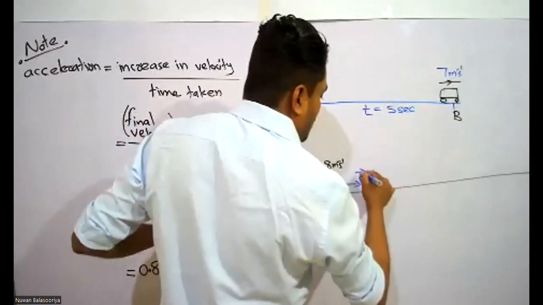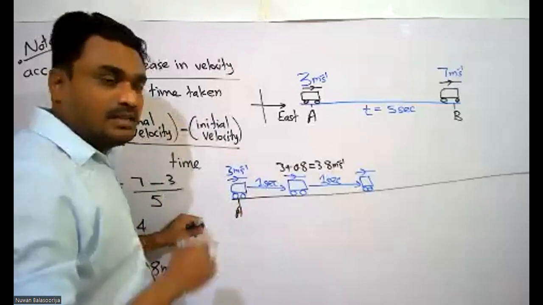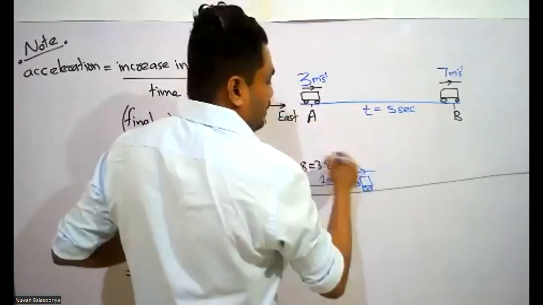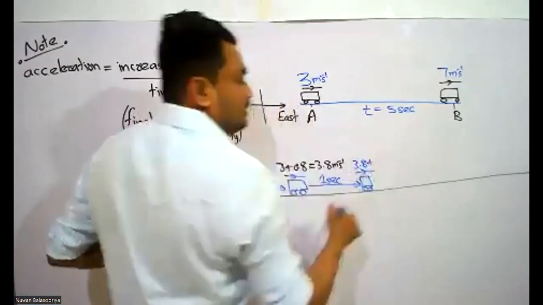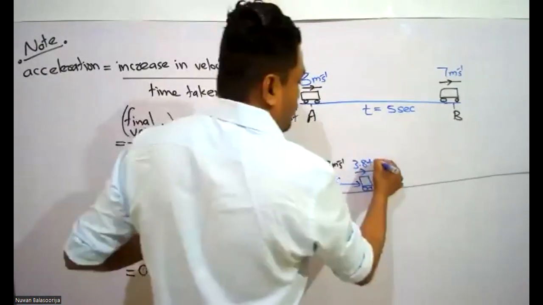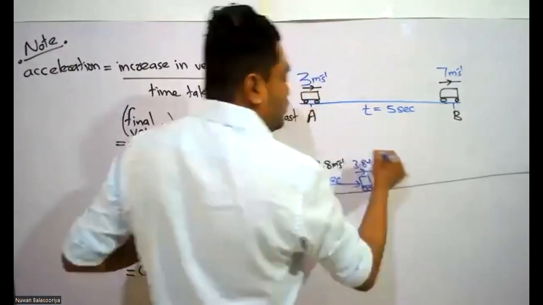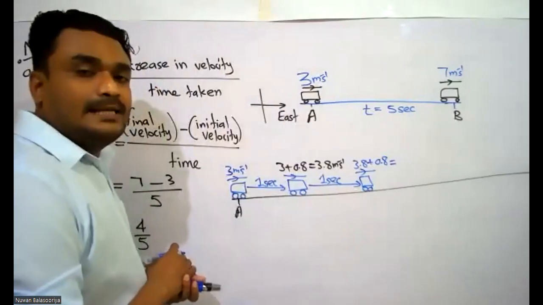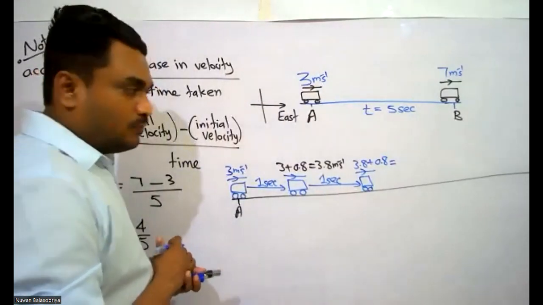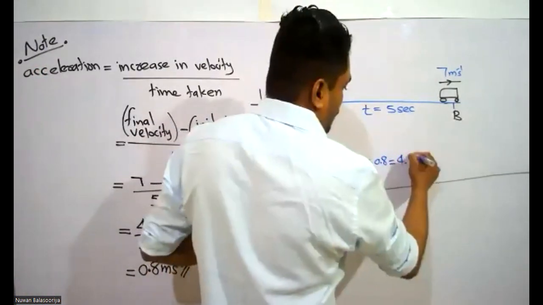What will be the velocity after 1 more second here? Same method. Previous velocity 3.8 plus acceleration 0.8. So 3.8 plus 0.8 is 4.6. Very good.